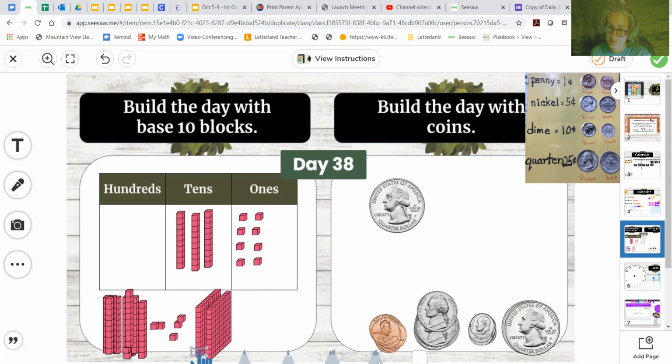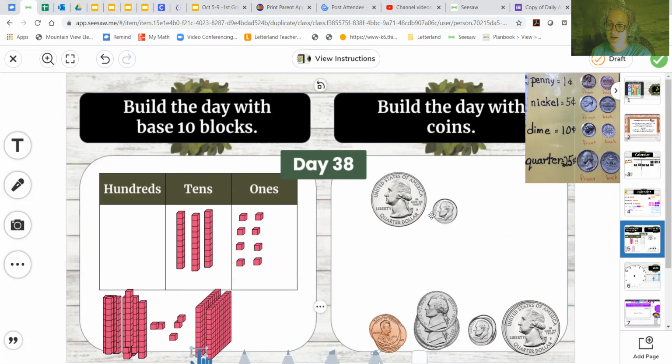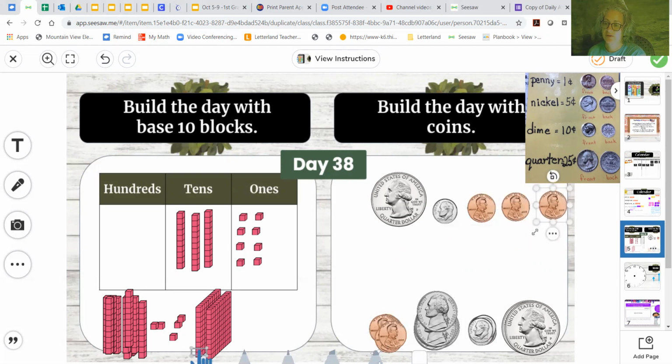So we all have been doing a quarter to begin with. There's 25. Couldn't do another quarter, but we can do a dime. 25 plus 10's 35. 25, 35, and then we need to go with our pennies 36, 37, 38.